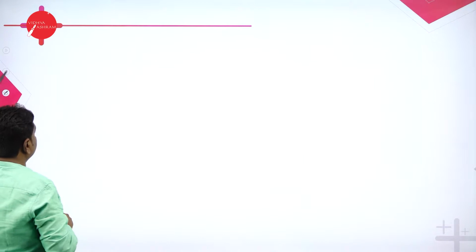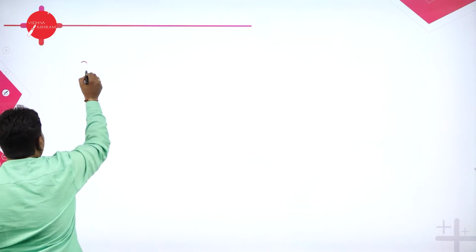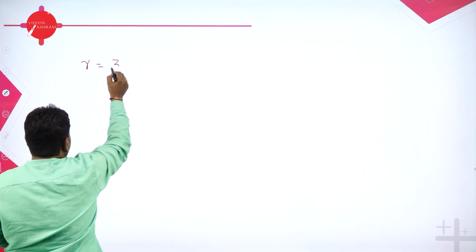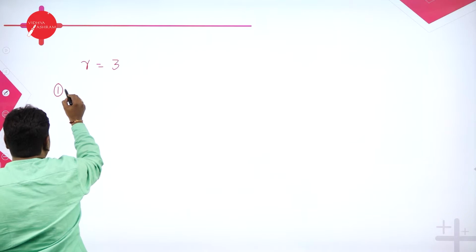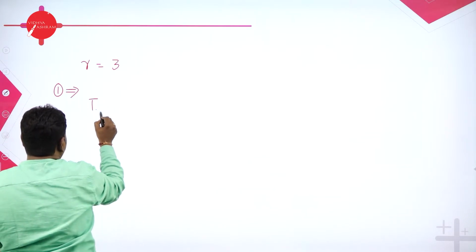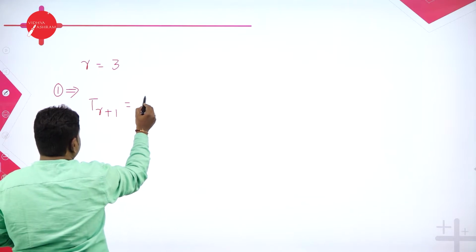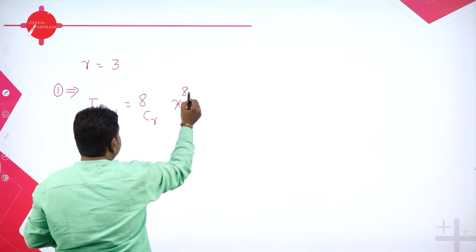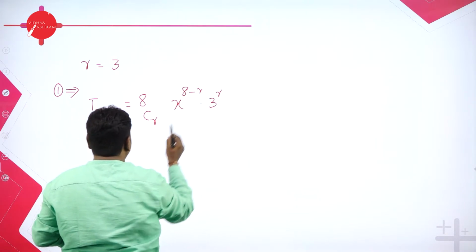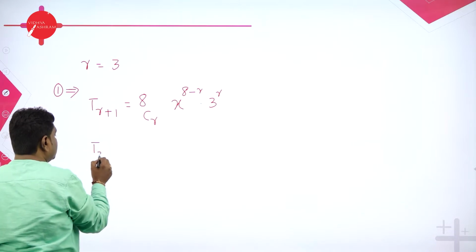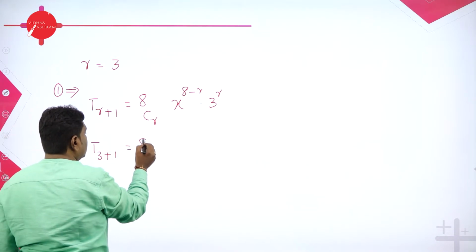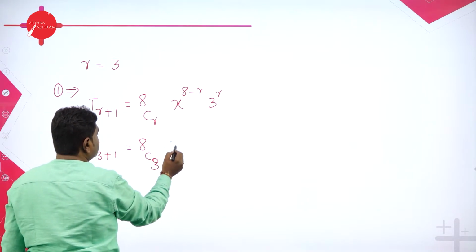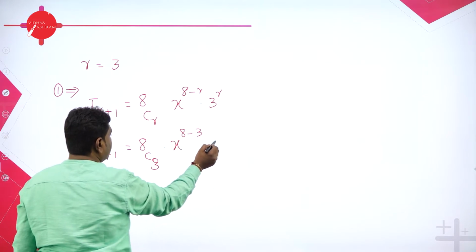Now we need to find the coefficient. So we got the r value. If you refer, the r value is 3. Now go to equation 1. Equation 1 is what? T(r+1) is equal to nCr, that was 8Cr if you refer to the problem, x power 8 minus r into 3 power r. So in the place of r put 3, then it will become T(3+1) is equal to 8C3, r is 3, x power 8 minus 3, 3 power 3.